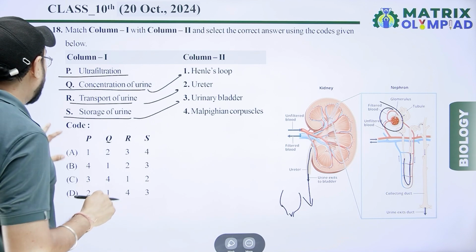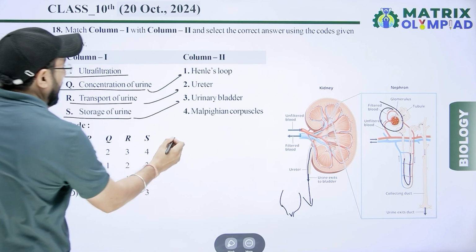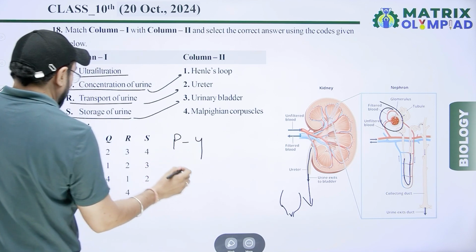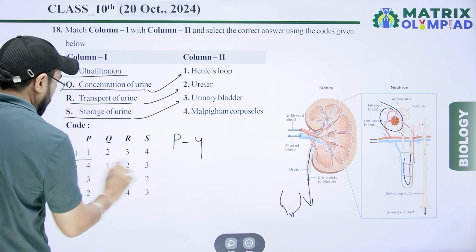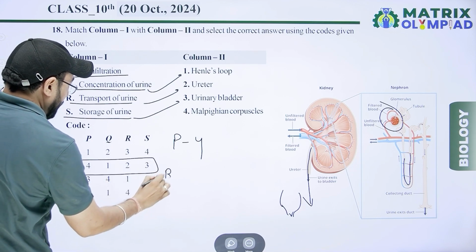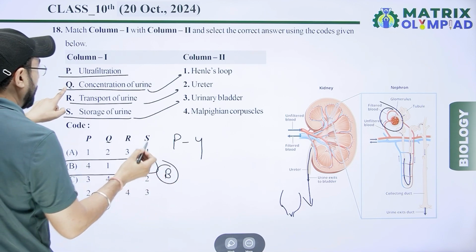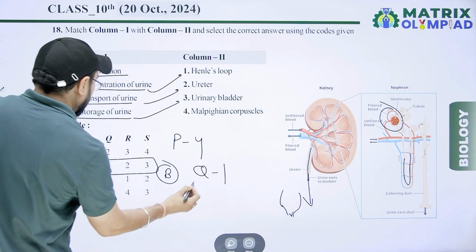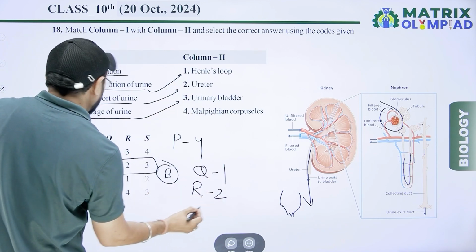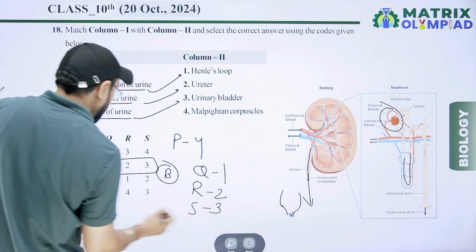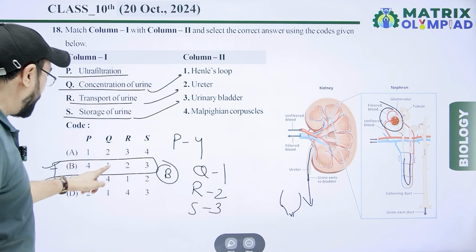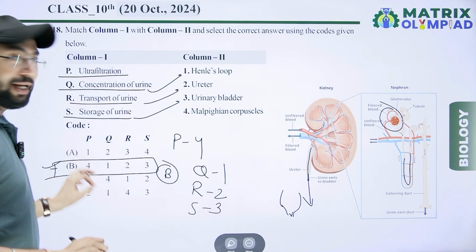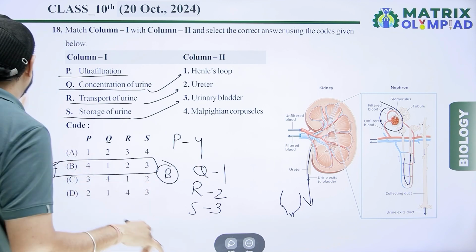So according to match, P is 4. Option B shows P4 and Q for 1 and R for 2, S 3. So 4, 1, 2, 3 is the correct answer for this matching.